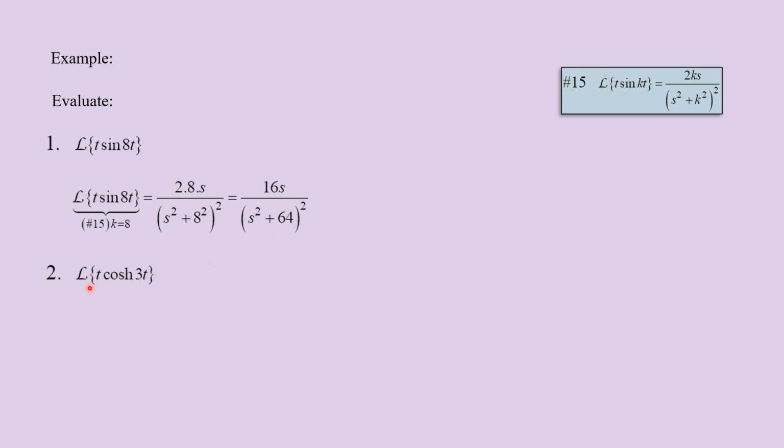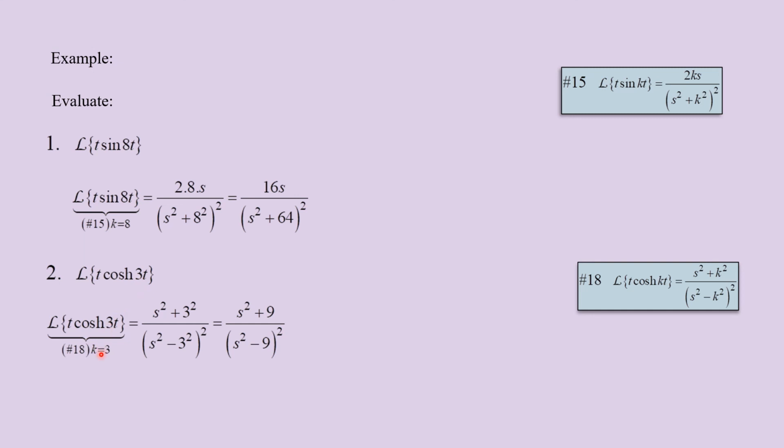Second question, what is the Laplace transform of t cos 3t? So here it seems that t cos 3t matches with t cos kt given in the formula at row number 18. Okay, so comparing these two, k is equal to 3. Alright, now just substitute k by 3 in the formula.